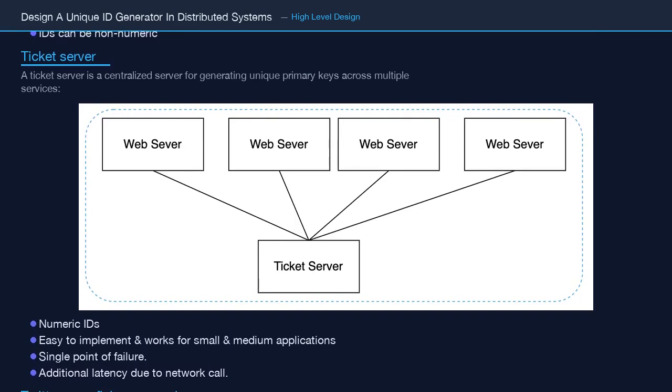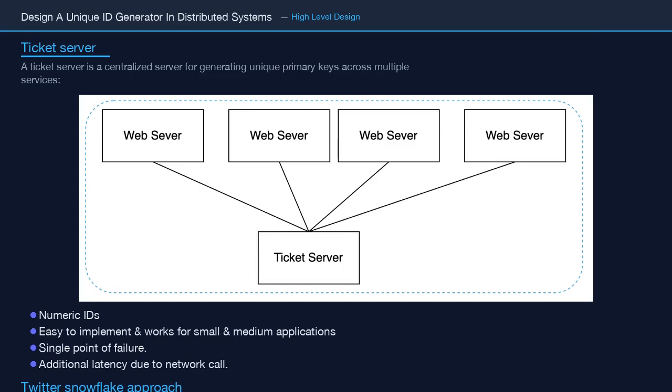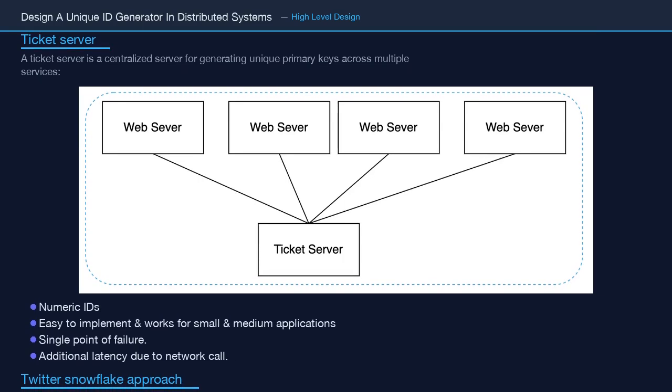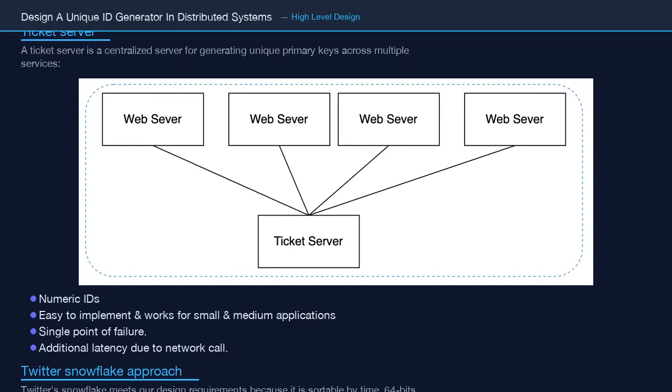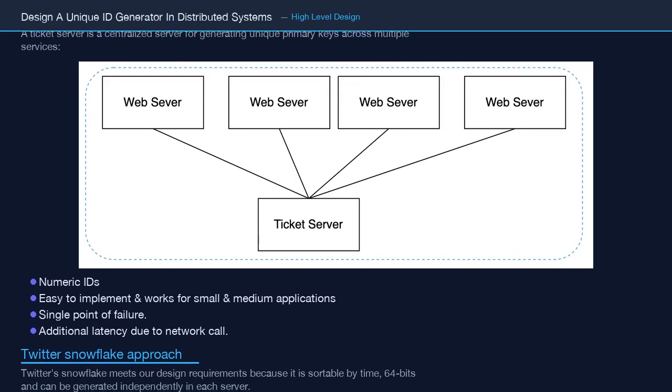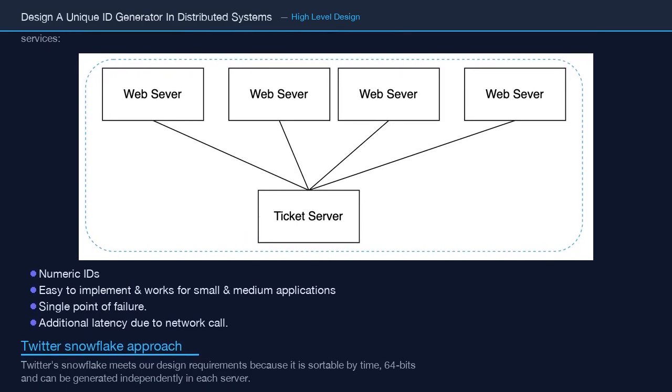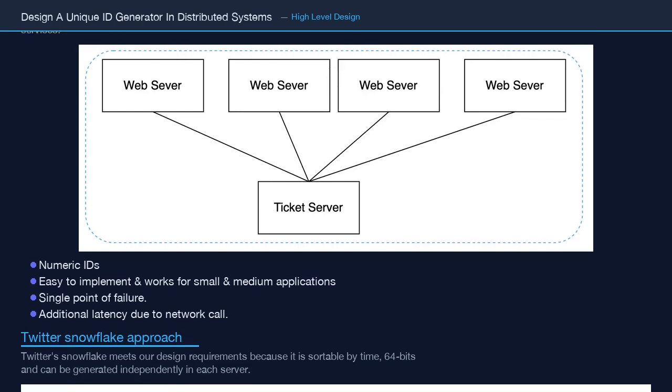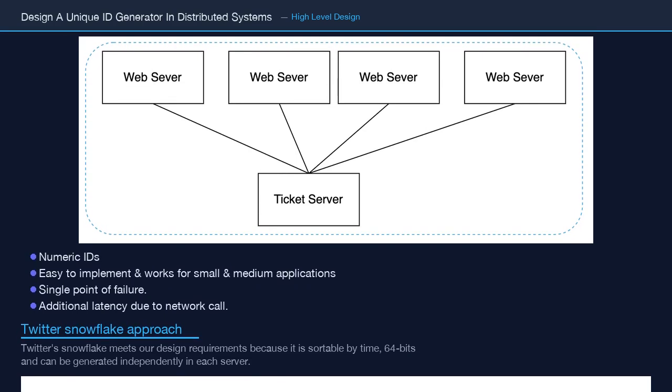The problem is that this centralized design creates a single point of failure. If the ticket server goes down, nothing can get a new ID. There's also the matter of additional latency introduced by the network call every service has to make to request an ID. Finally, the Twitter Snowflake approach.